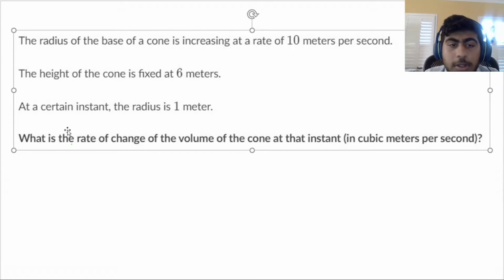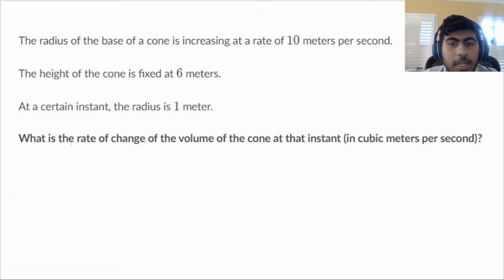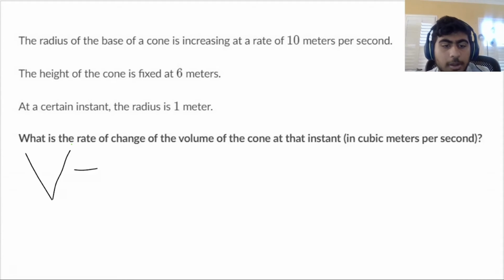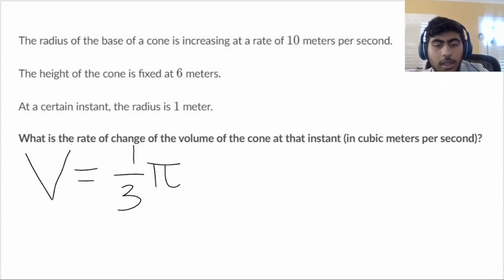Alright, so here we're told that the radius of the base of the cone is increasing at a rate of 10 meters per second. The height of the cone is fixed at 6 meters, and at a certain instance, the radius is 1 meter. Let's see what we can do here. So first we're going to find the volume of the cone. So the volume of a cone is 1/3 pi r squared h.